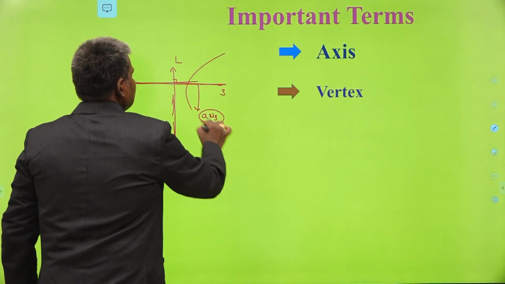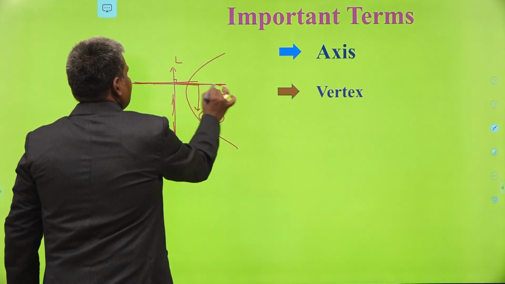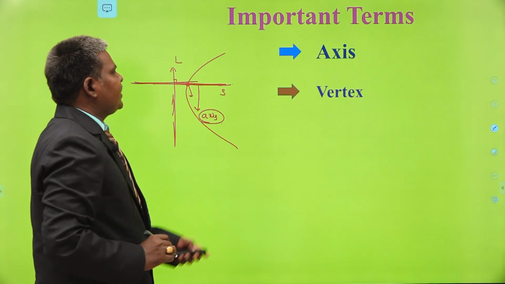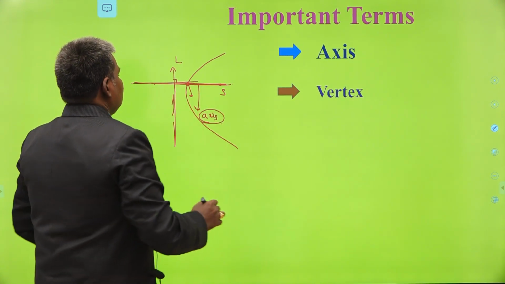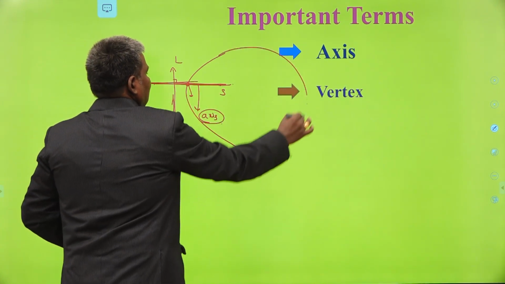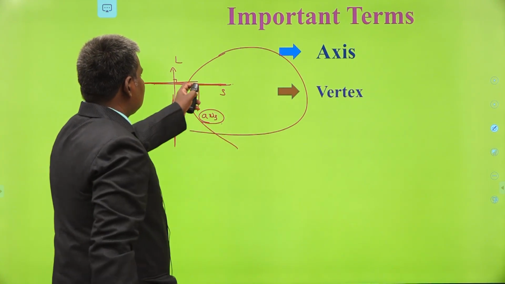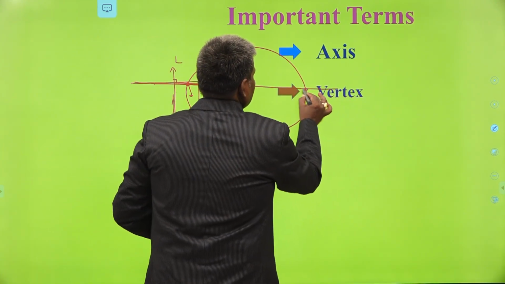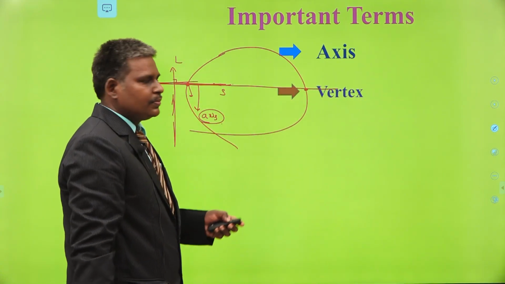Suppose your conic is like this. This is my axis. It intersects the conic at this point. This is called the vertex of the conic. Suppose your conic is an ellipse like that. This is the vertex of the ellipse. There exist two vertices for an ellipse. This is another point of intersection also.